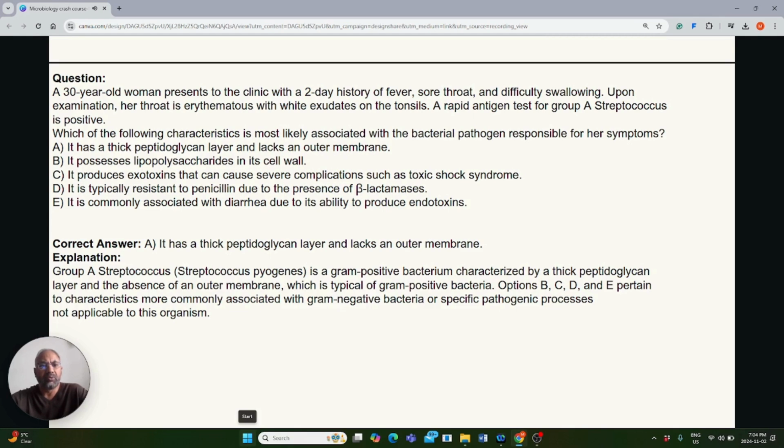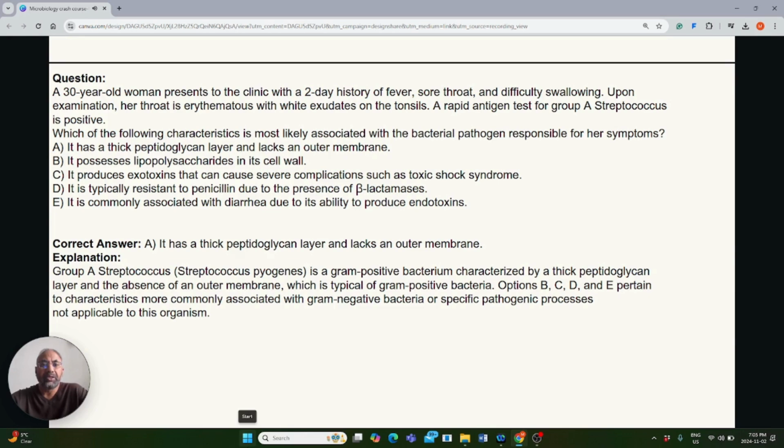So here we have a 30-year-old woman, so it's basically a very young woman, who presents to the clinic with a 2-day history of fever, sore throat, and difficulty swallowing. So what are we talking about here? We are basically talking about an upper respiratory infection. Then upon examination, her throat is erythematous. What do you understand by erythematous? It means it appears red, with white exudates on the tonsils. So there are some white spots present on the tonsils also. So the throat is red and the tonsils have white spots on them.